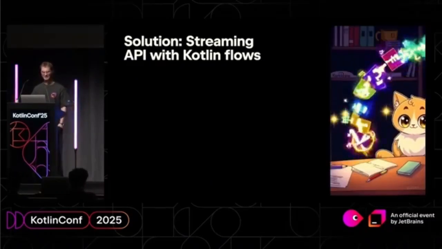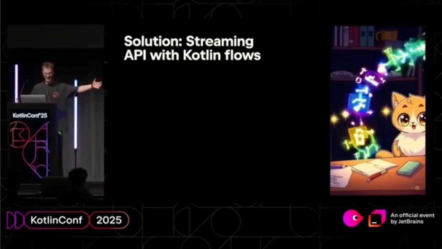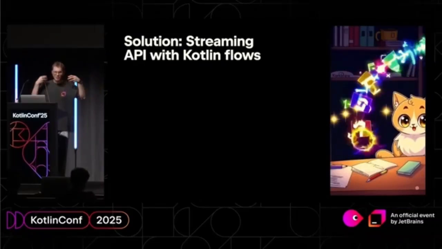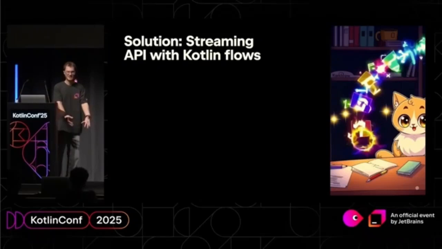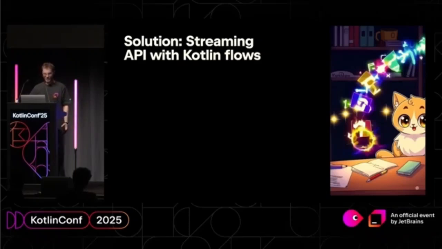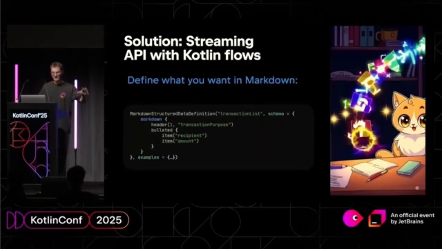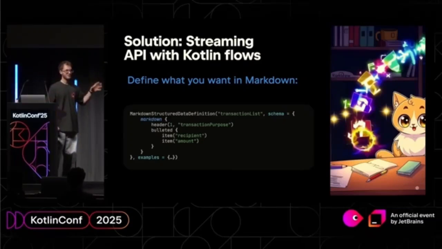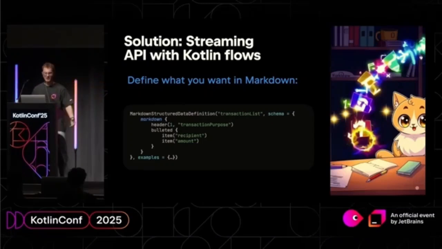And we have a solution. Just use streaming. So what's streaming? It will stream one response with multiple messages, multiple tool calls at once, and you don't have to read the whole thing. You can start working already if you receive something. So how does it work? First, you define the structure in Markdown. For example, here I'm defining the transactions, like recipient and amount. I'm defining it using the DSL from Koog in Markdown.